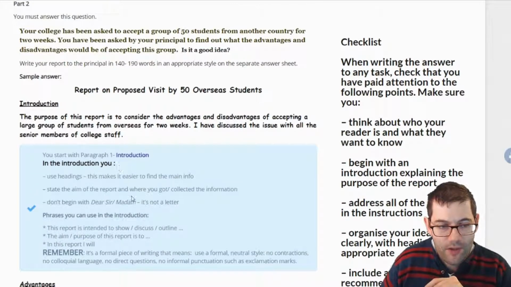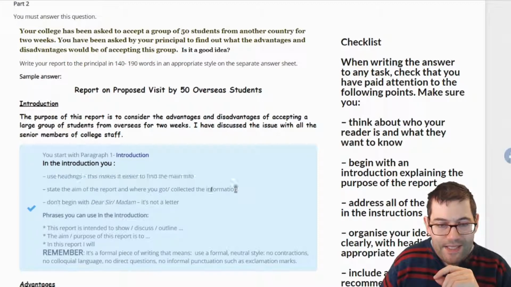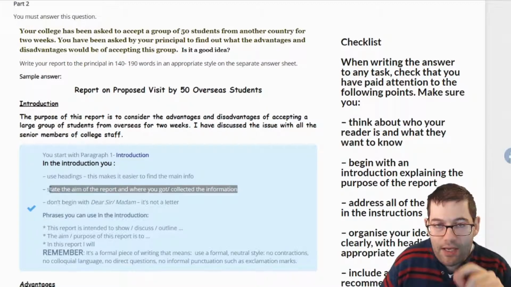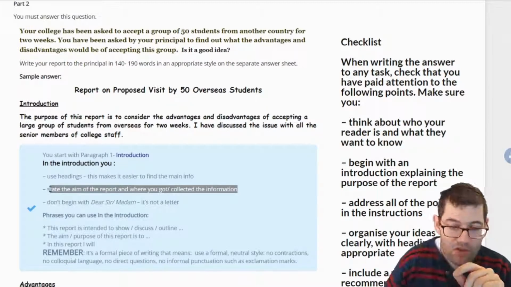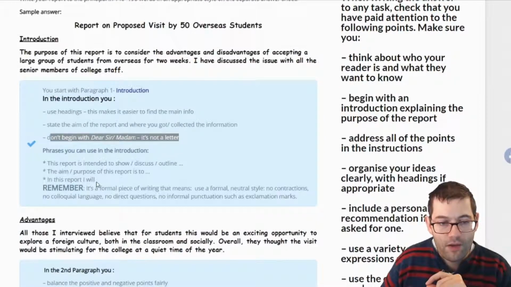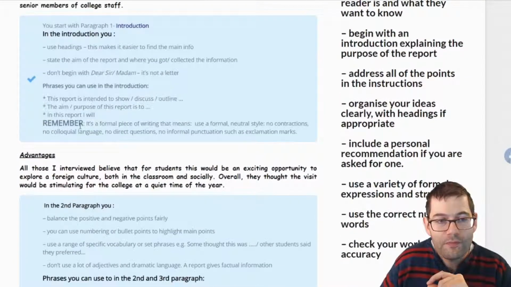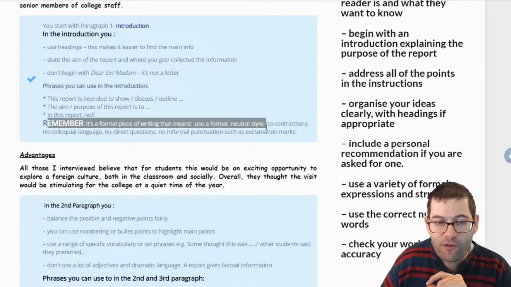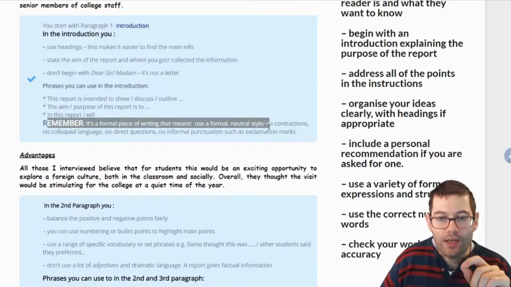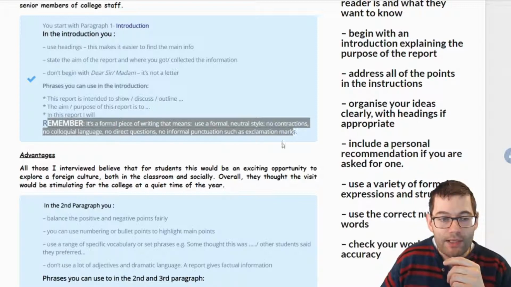So for example, use headings, it makes it easier to find the main information. State the aim of the report, where you collected the information, same information as the previous website. Don't begin with sir, madam, it's not a letter. And then phrases you can use. And then a reminder, remember, it's a formal piece of writing. And then this gives you a reminder of what the characteristics of formal writing are.